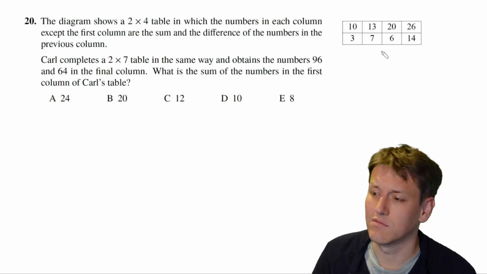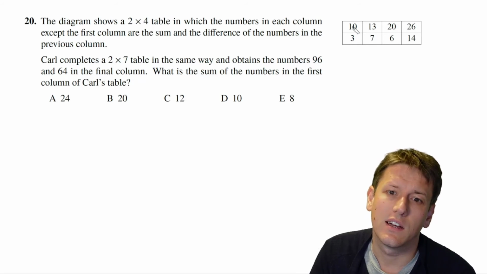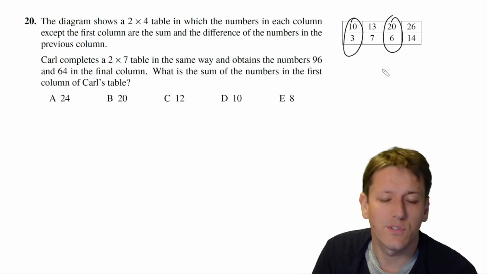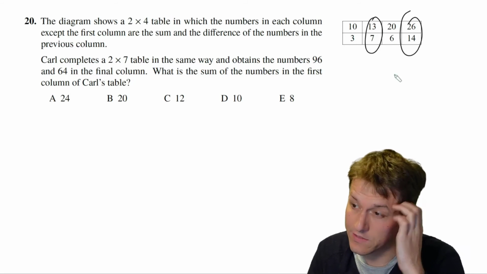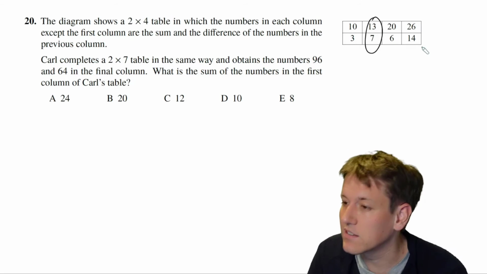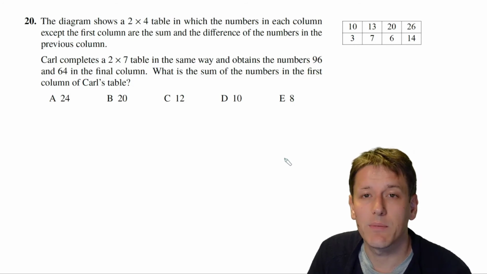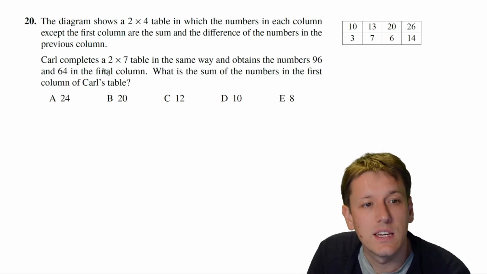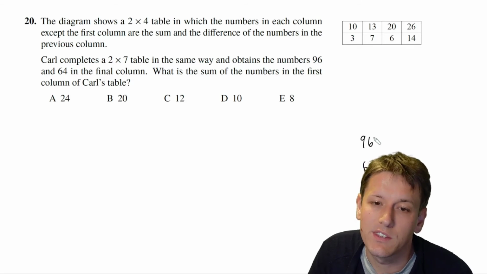You might also just stop and pause and say, can you see any patterns here as well? And like 10 and 3 is exactly half of 20 and 6, and 13 and 7 is exactly half of 26 and 14. And you might just think, oh, is that something that happens in general? So we're going to look at this in a couple of different ways. It says we've got a 2x7 table, and 96 and 64 end up in the final column.